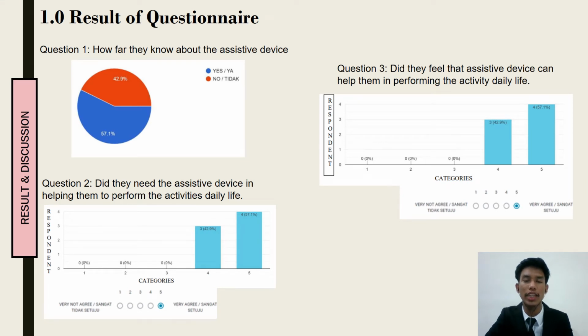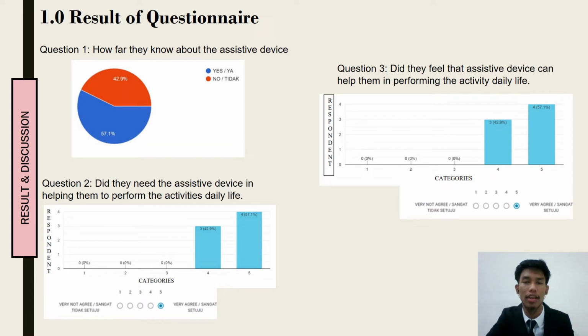Result of the questionnaire. For the first question, how far do they know about the assistive device? The majority of respondents know about the existence of assistive devices in the market, and some of them didn't know. For the second question, do they need the assistive device to help them perform activities in daily life?